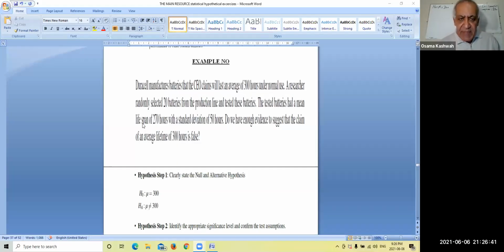They tested the batteries, with a mean of 270 hours and a standard deviation of 50 hours. Oh, so the standard deviation this time is not for the population. The standard deviation this time is for the sample. For that reason, let me remind you, it is 50 hours. S equals 50.